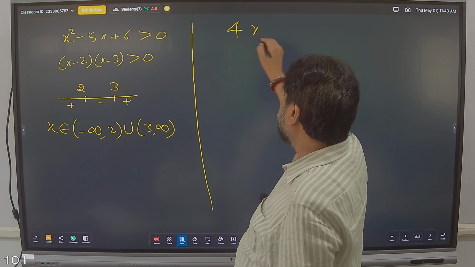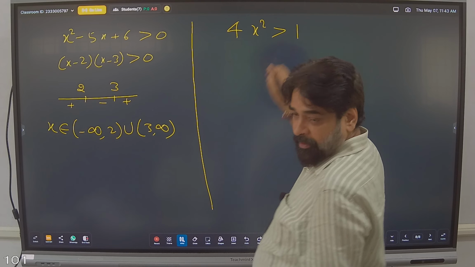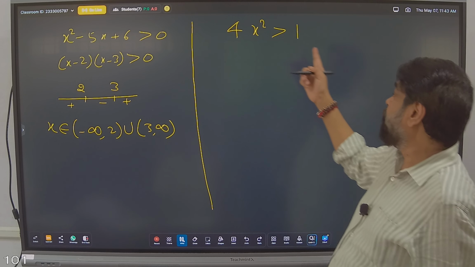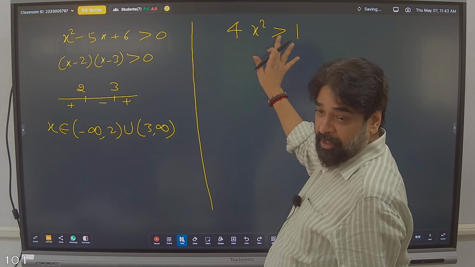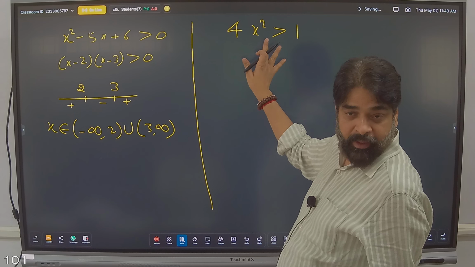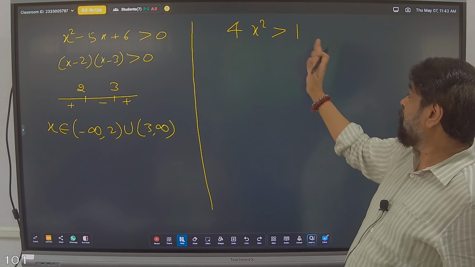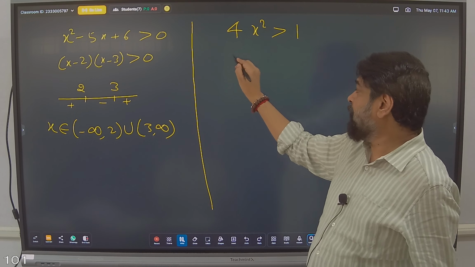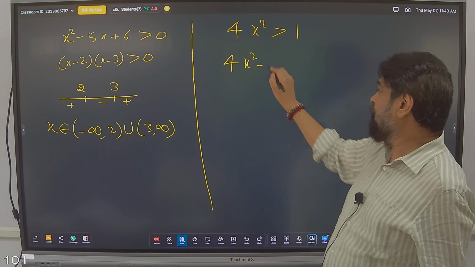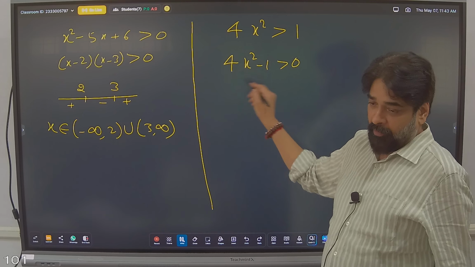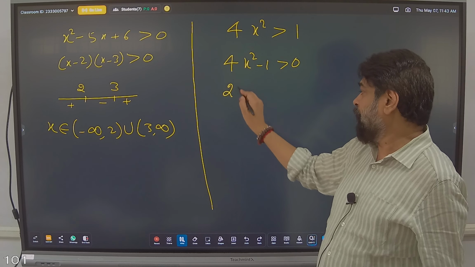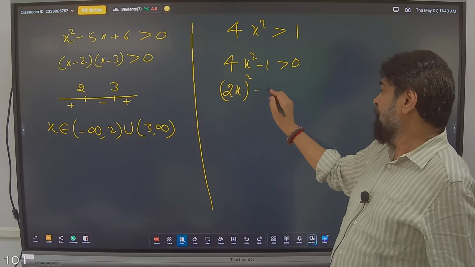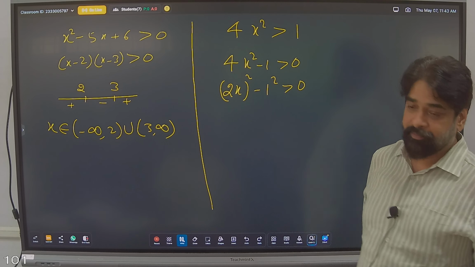4x square greater than 1. Correct? Now what will we do? This is not a polynomial inequality. Yes or no? This is not a polynomial inequality. So to make it polynomial, we'll shift one side. We'll get 4x square minus 1 greater than 0. Now we have to factorize. So this we can write as (2x) whole square minus 1 square greater than 0.